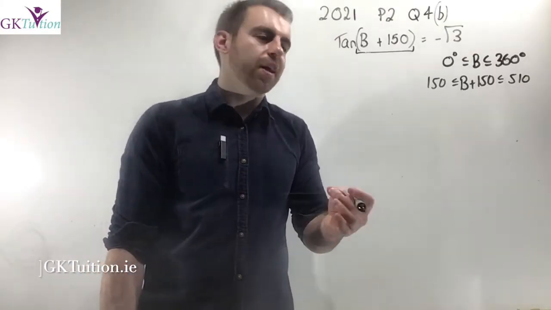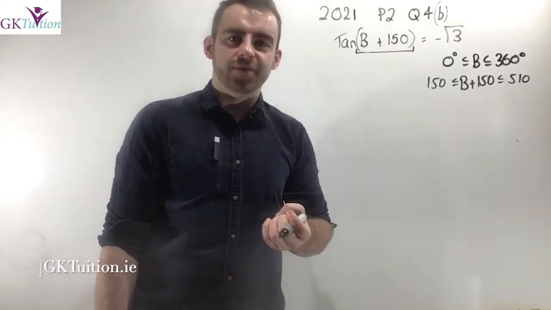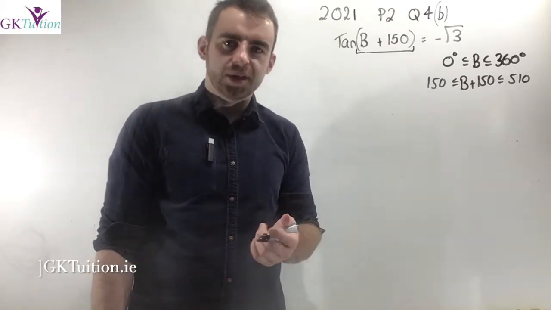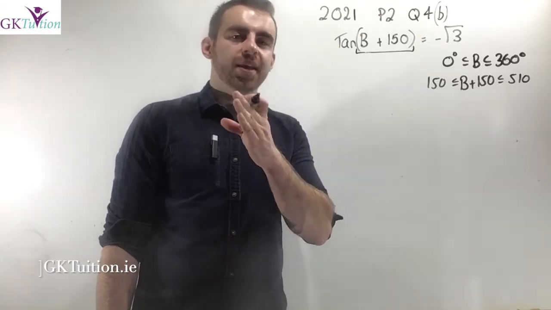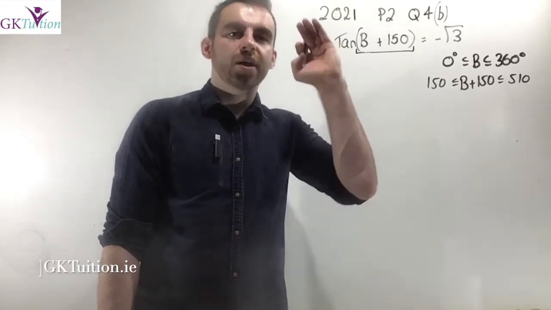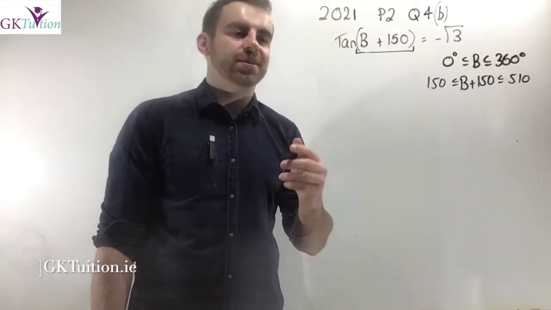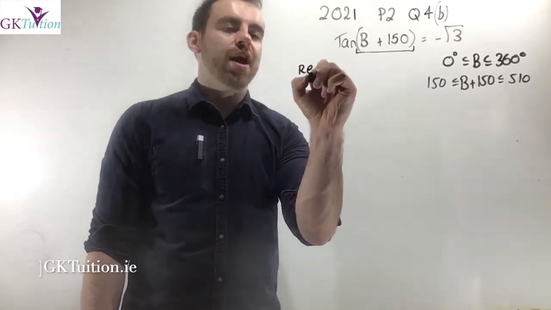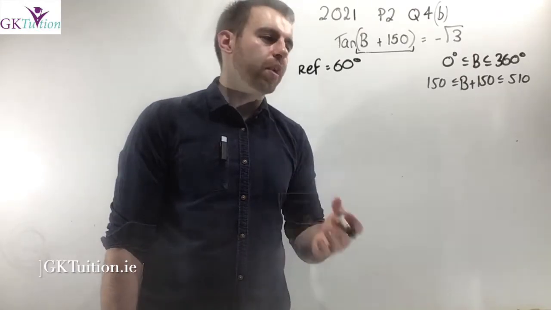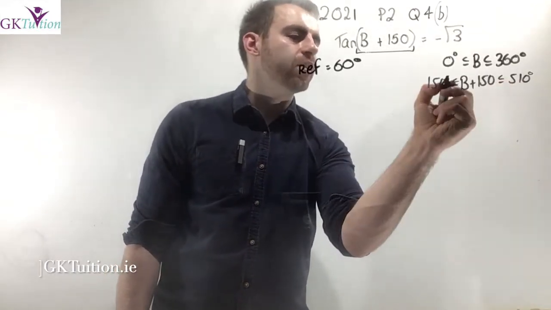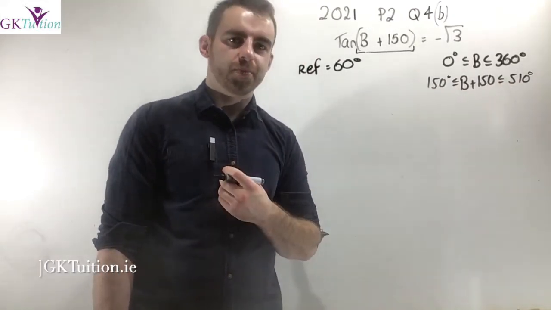The next thing we're going to look at is how to get our reference angle. So go to page 13 in your maths tables, and if you look at that table on the bottom, you go to tan and work your way across to root 3, the corresponding angle is 60 degrees. So in this case our reference angle is simply going to be 60 degrees. Obviously we don't use radians here because the domain was given in degrees, so we're going to use degrees.